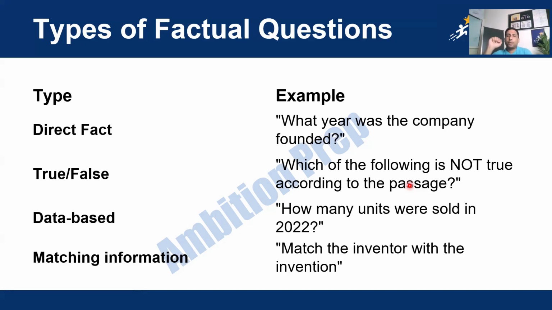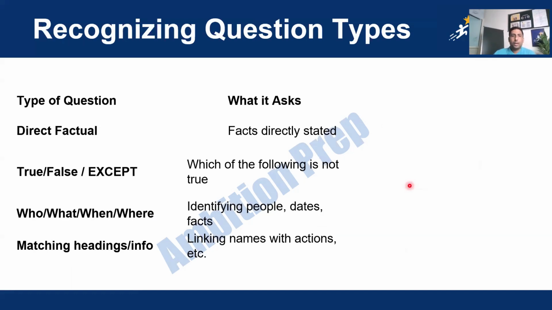Next is data based. Data based means, for example, how many units were sold in 2022. Here you have to find an exact figure. This is known as data based. The next type of factual question is matching the information.